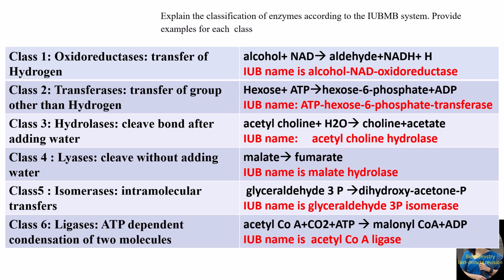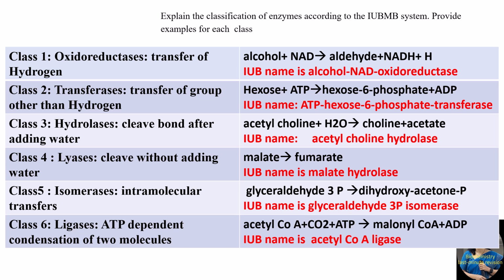Next one: explain the classification of enzymes with suitable examples. Asked as a 5-marker question. So they can be classified as oxidoreductases, involved in transfer of hydrogen. Example is oxidation of alcohol to acetaldehyde and subsequently to acetic acid, and the IUB name is alcohol NAD oxidoreductase. Second class includes transferases, which transfer groups other than hydrogen. Example is conversion of hexose to hexose 6 phosphate, and the phosphate is donated by ATP. The IUB name is ATP hexose 6 phosphate transferase.